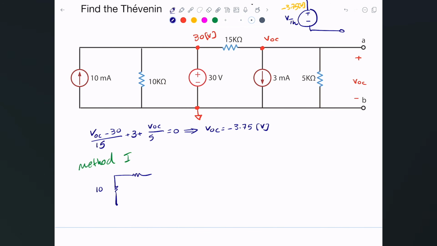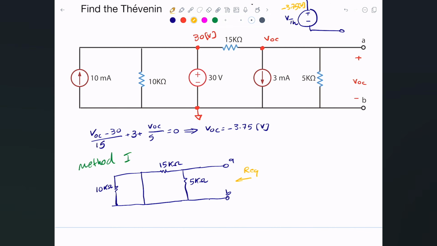Okay, so we have the 10 kilo ohm, and of course, turning off the current source is basically just open circuiting it. And then we have the 30 volts, which gets replaced with a wire, and then we have the 15 kilo ohms in here, and then the current source is open circuited, and then what we have is a 5 kilo ohm in here. All right, and that here is A, and this one here is B. And now what we're interested in is figuring out the R equivalent from here. And the R equivalent will be my R Thevenin, okay?